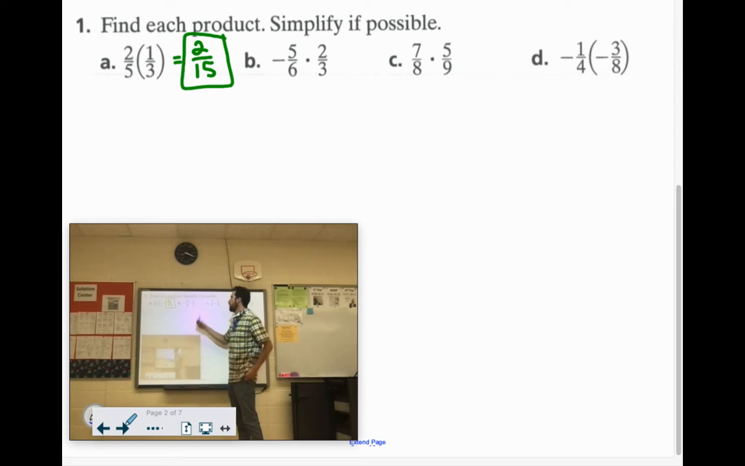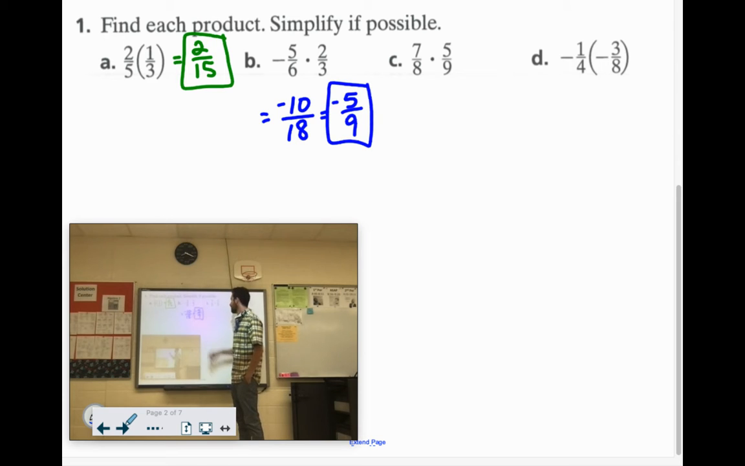All right. Hey, you have a negative times a positive. What's going to happen here? It's going to be negative. So negative 5 times 2 is negative 10. 6 times 3 is 18. Those are both divisible by 2. So negative 5 ninths.